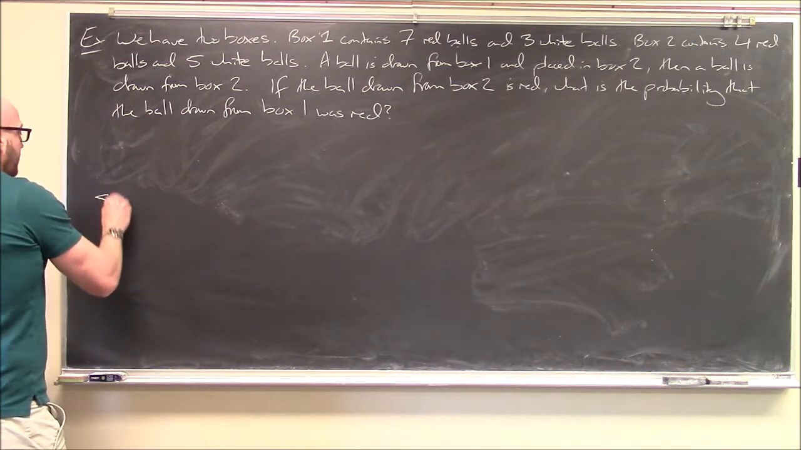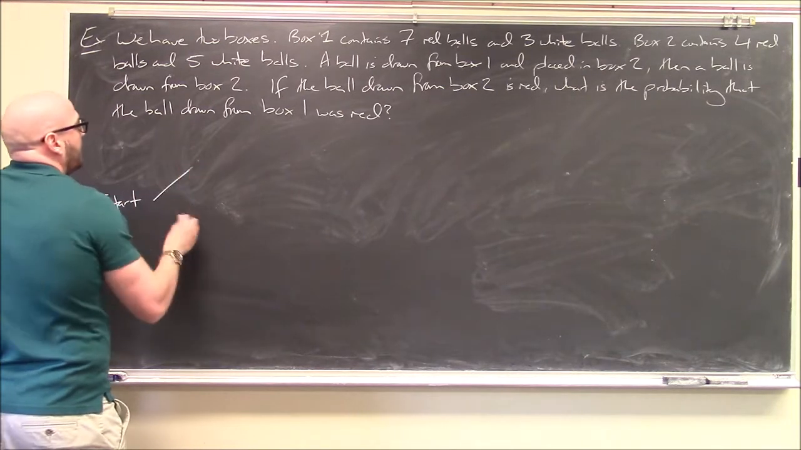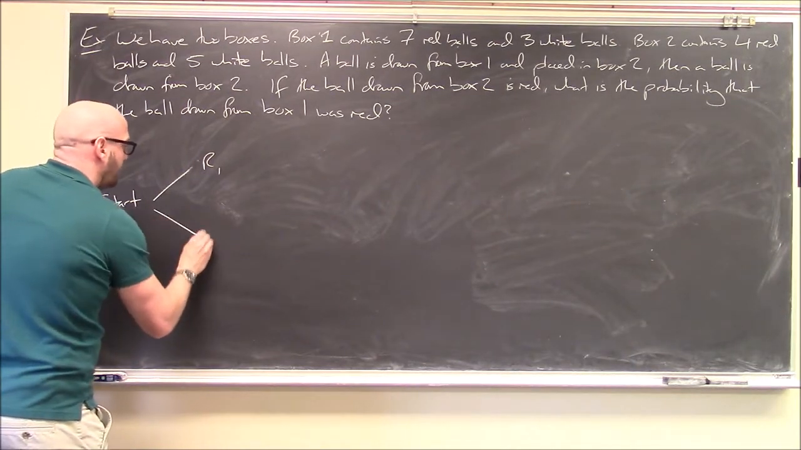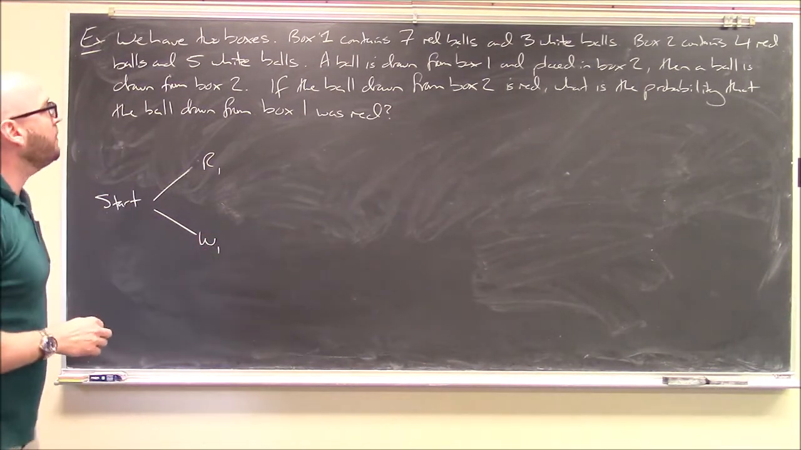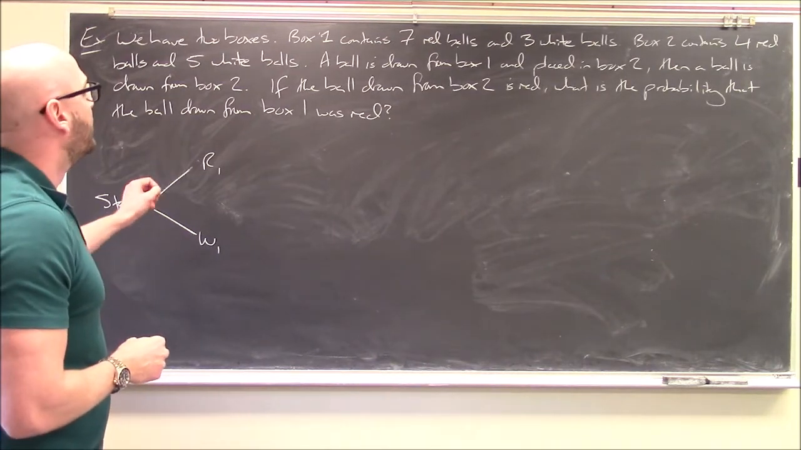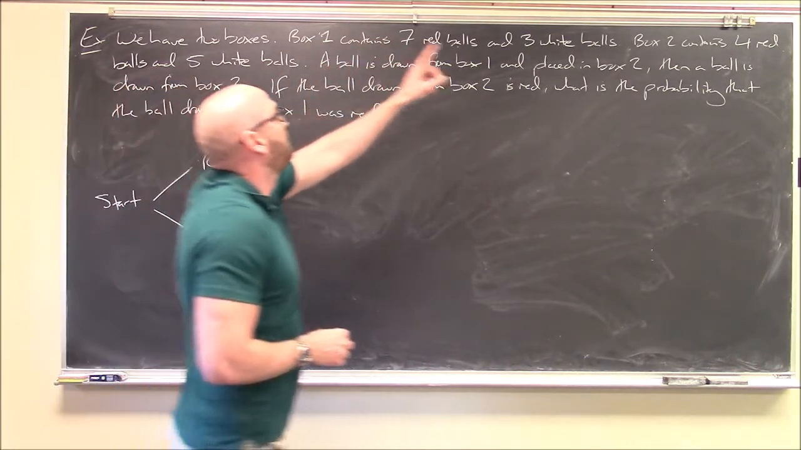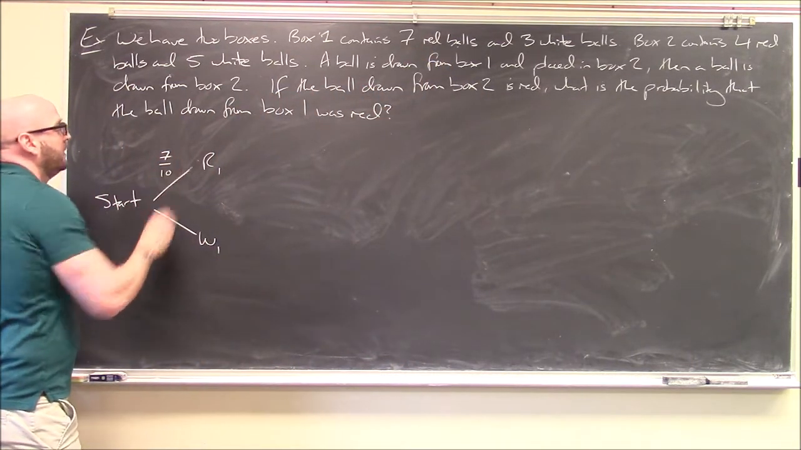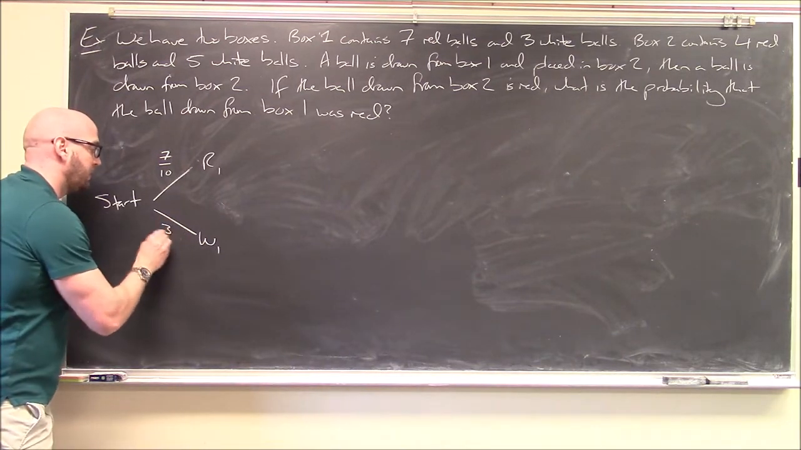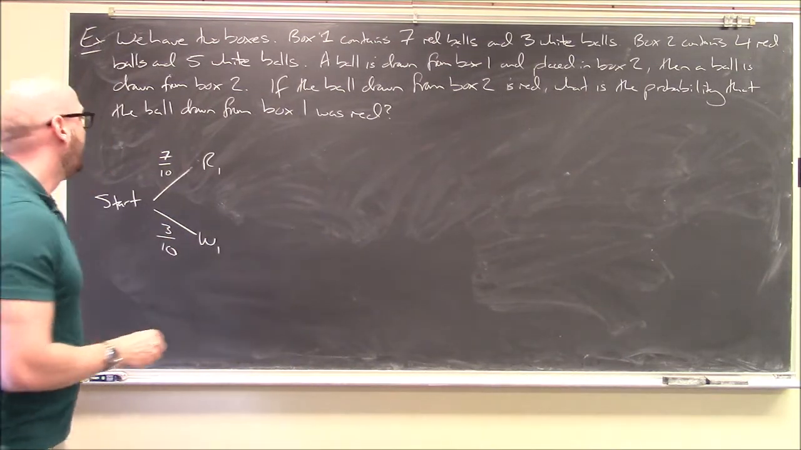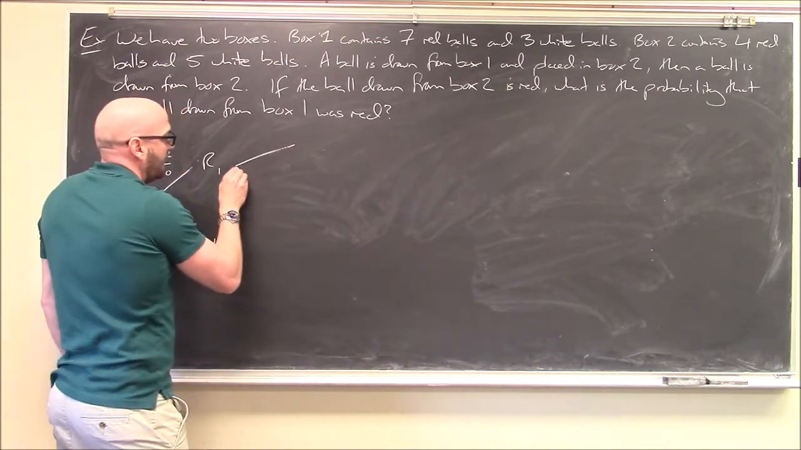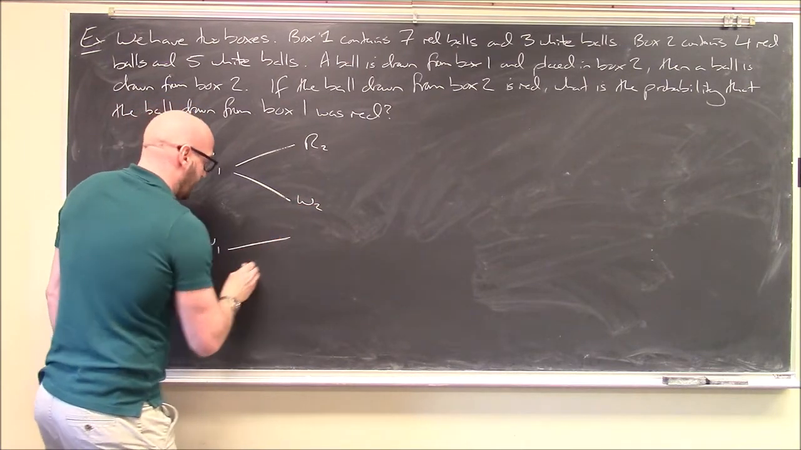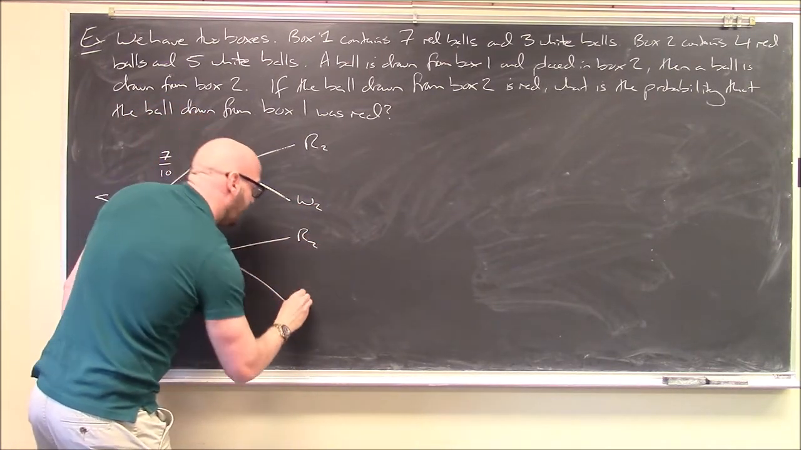So I've got my start, and I either draw a red ball or I draw a white ball. What's the probability of these happening? There's 10 balls total, 7 are red, so probability of drawing a red ball is 7 over 10. Probability of drawing a white ball, there's 3 white balls, so 3 over 10. And then we perform our second draw. So we'll call this red 2 and white 2, and red 2 and white 2.